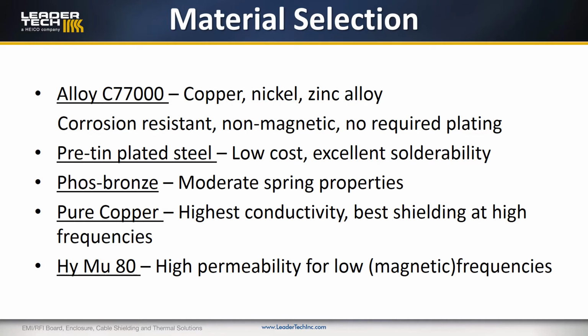And the last material on here is high mu 80. So when we were talking about the electromagnetic spectrum earlier, below what we saw for radio frequencies are magnetic frequencies, so in the hertz and kilohertz range. So earlier I had also mentioned about the EMI signal being absorbed into the material itself. So high mu 80 is a high permeability, so it essentially soaks up magnetic frequencies almost like a sponge. So that's a special type of material that we use for only low frequency applications.